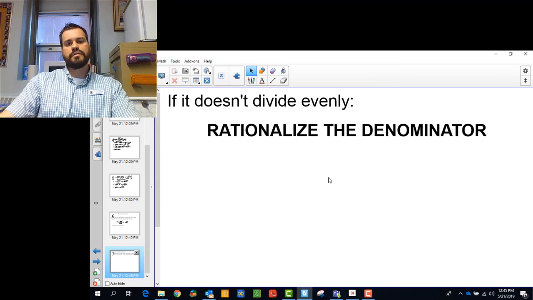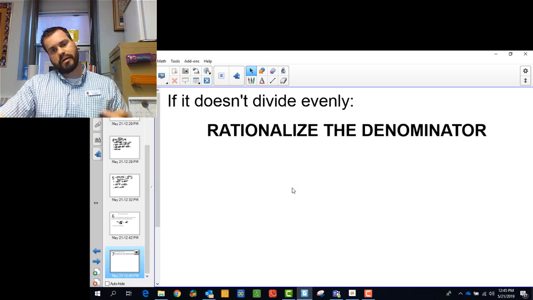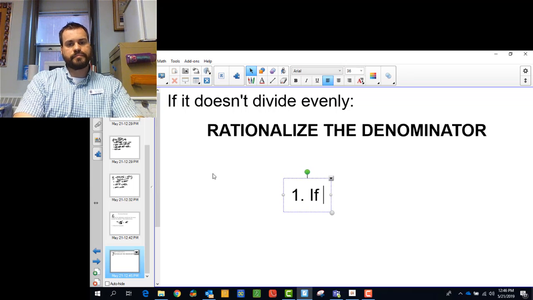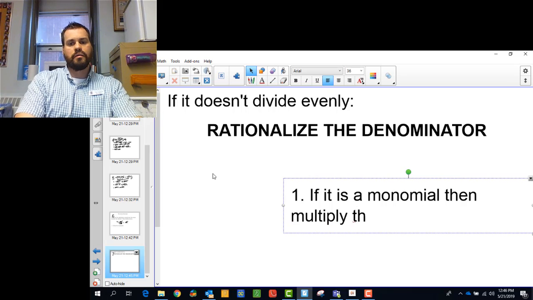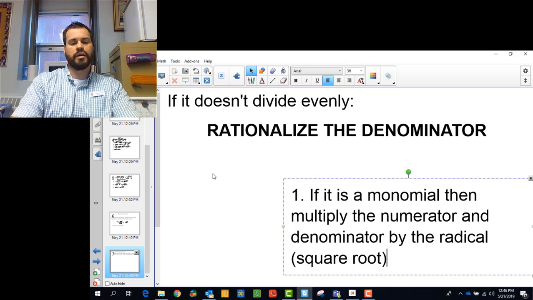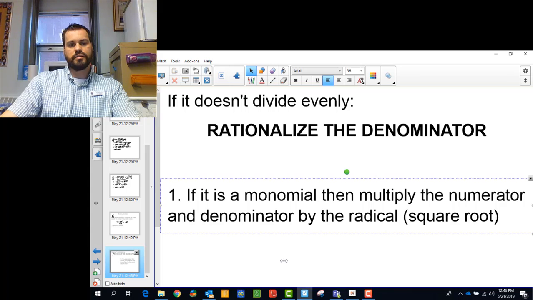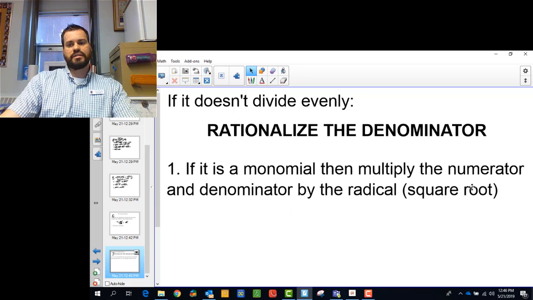So what we do is we get rid of the square root by squaring the bottom, by multiplying it by itself, and only the square root part. Okay? So if it's a single term, if it's a monomial, then we multiply the numerator and denominator by the radical. If it's a square root, and you only have to do this with square roots in terms of the curriculum. If it's a cube root or something else, you have to do something different, but we're just going to do it with square roots. All right, so that's what you do if it's a monomial. Okay, so what does that actually look like?